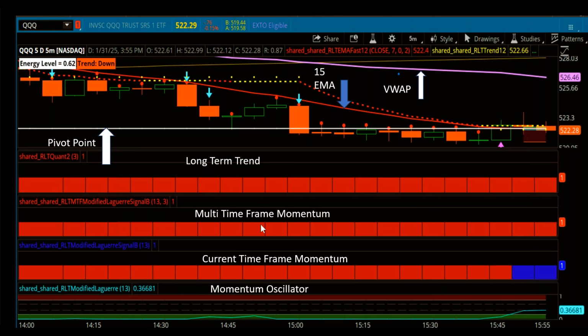So this is what the SPY Super System software looks like. This is what it looks like when it goes on your Thinkorswim platform. If you buy the software, it's going to look exactly like mine. All right, but these are the indicators.